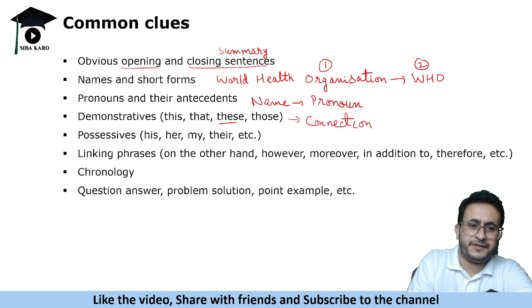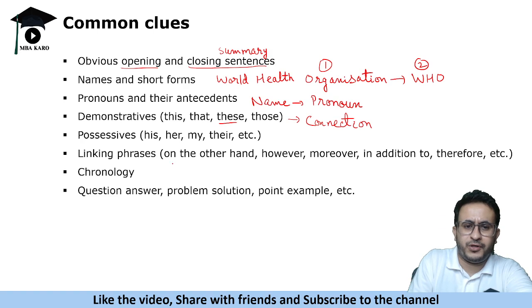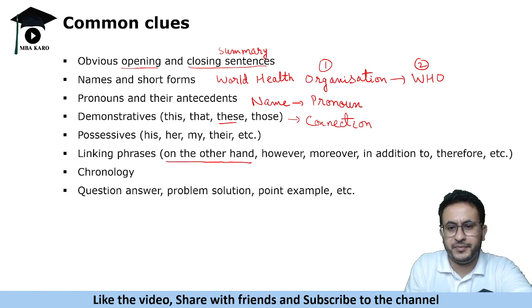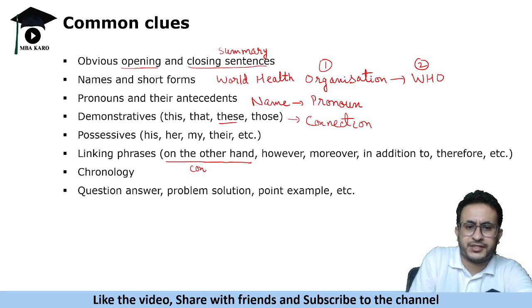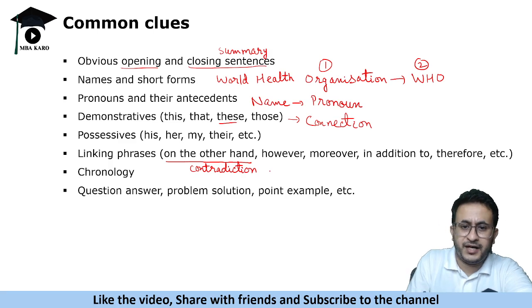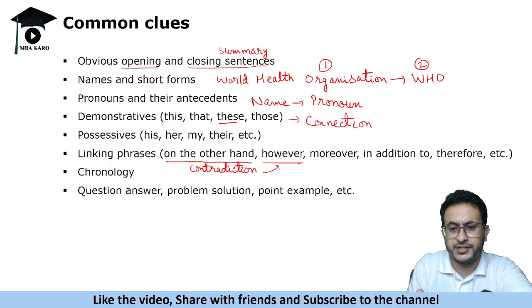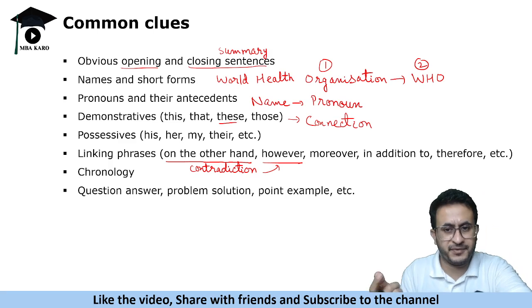Then there are linking phrases which are important in RCs as well, and you must understand what they mean. For example, on the other hand, this cannot be a beginning sentence. On the other hand means that there is a contradiction. So if something has been mentioned before, it is contradicting a previous point. Similarly, however is also contradiction. However means it is something opposite which has been said previously.